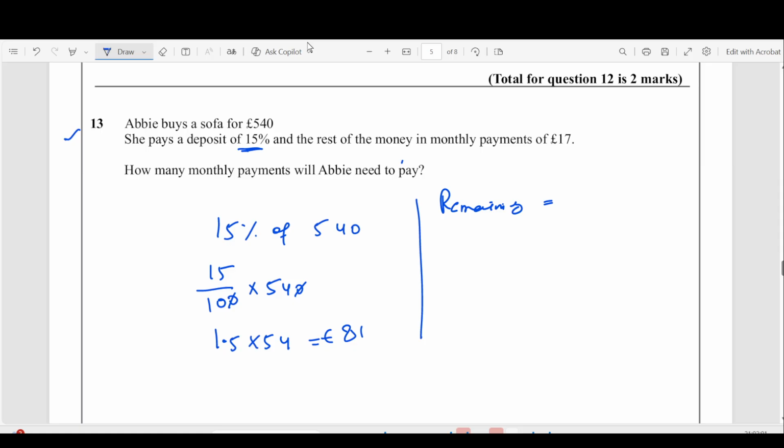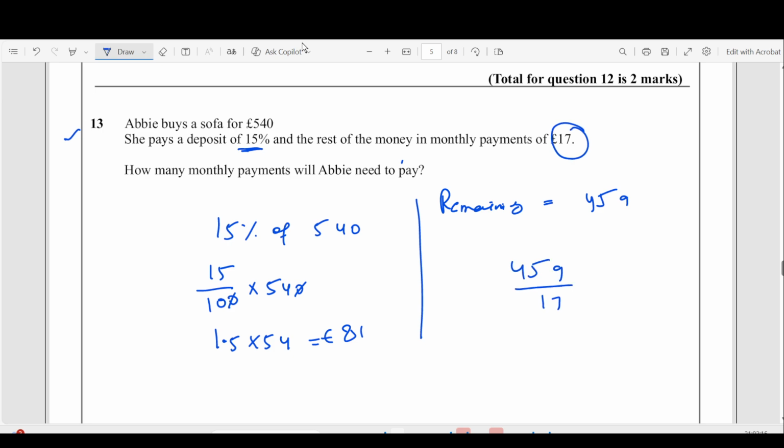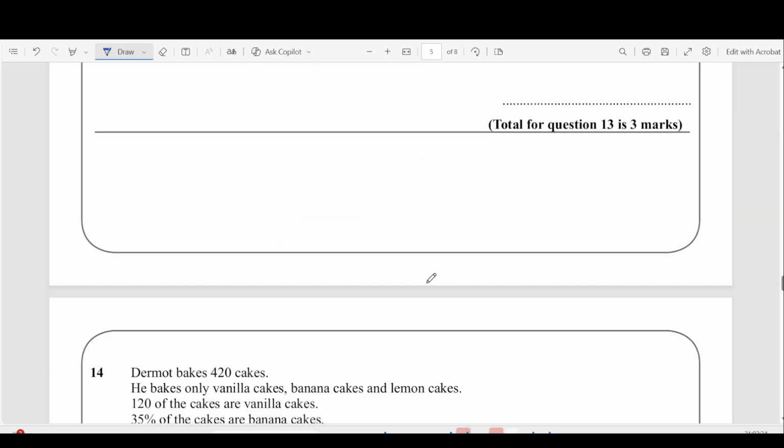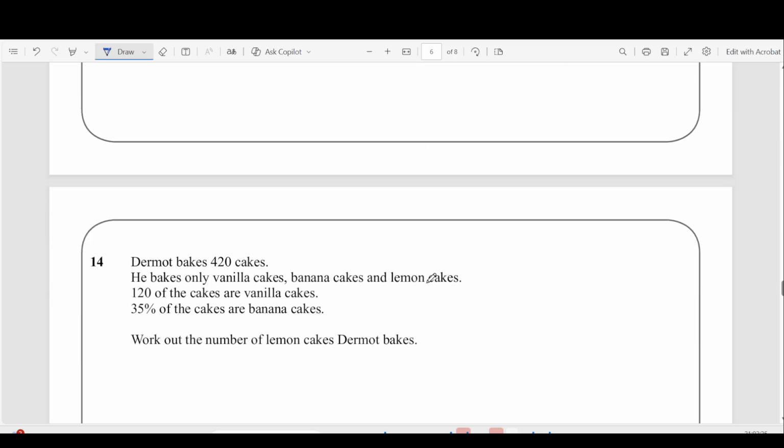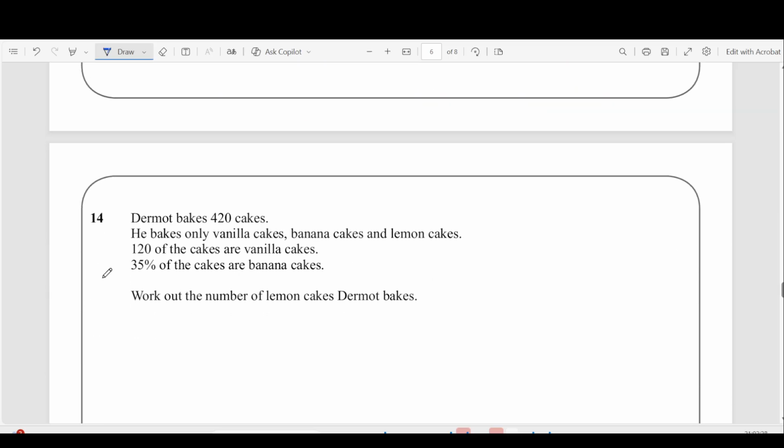Okay, that's correct. Very good. So the remaining would be, if we subtract 81 from 540, 459. And because the monthly payments are 17, 459 divided by 17 would give us the number of payments, which is 27. Okay, let's do number 14.